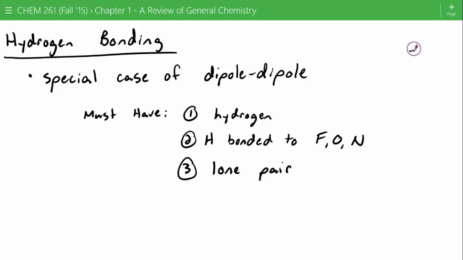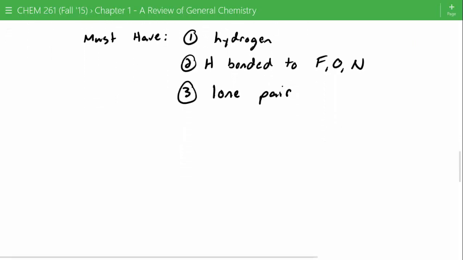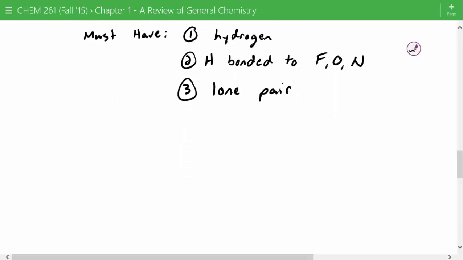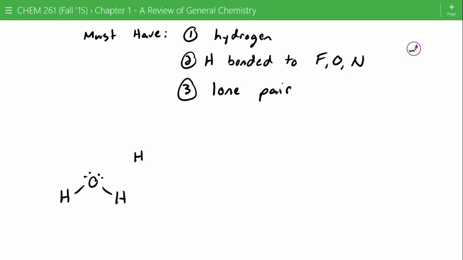The lone pair is what does the hydrogen bonding in this case. So let's take a look at the classic example for hydrogen bonding. Good old H2O. So we've got water here with lone pairs. I've got another water molecule up here.